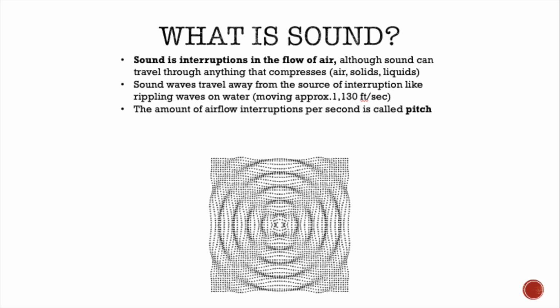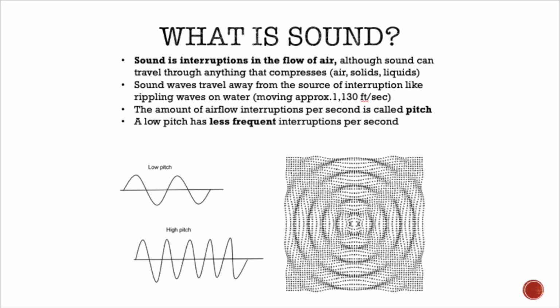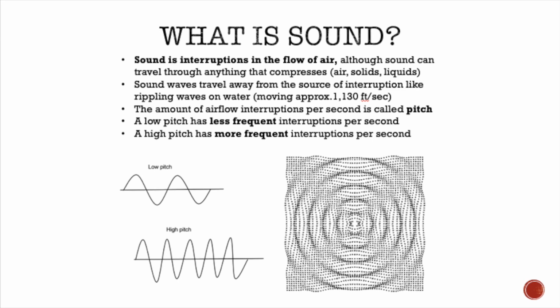Now, the amount of airflow interruptions per second is called pitch. A low pitch is considered to have less frequent interruptions per second, and a high pitch has more frequent interruptions per second. This phenomenon is actually represented in what's called a sound graph, which is over here on the left in this picture.